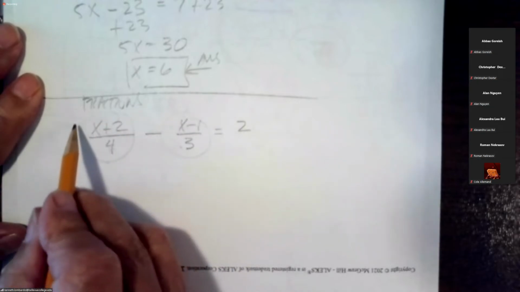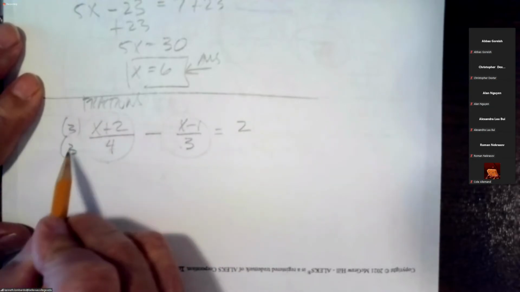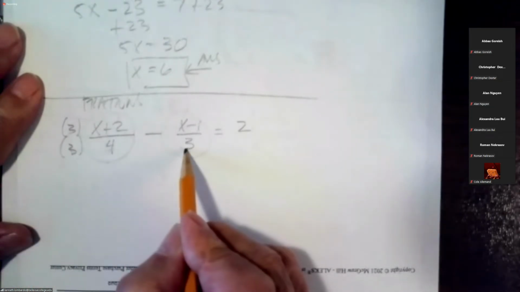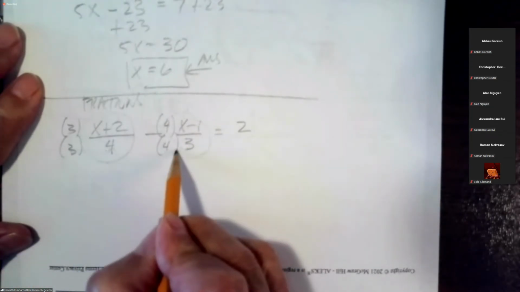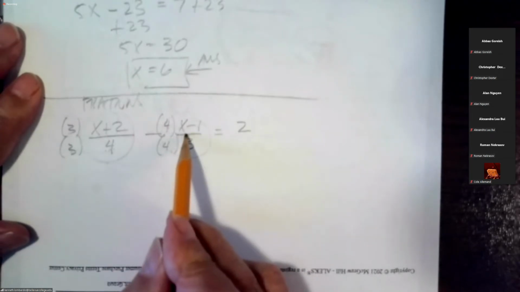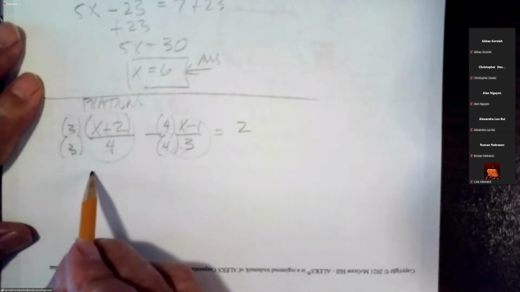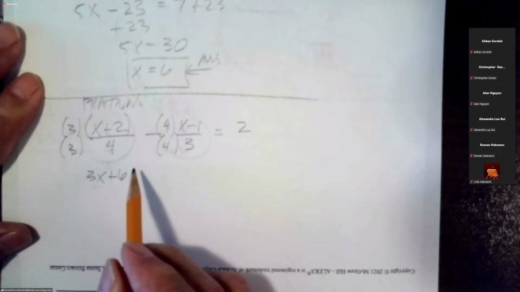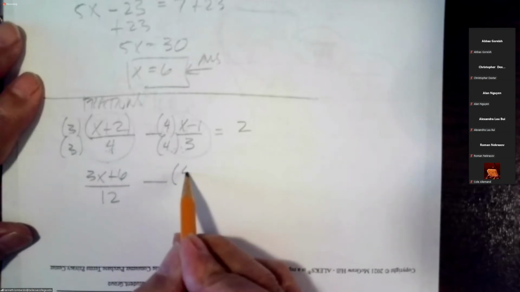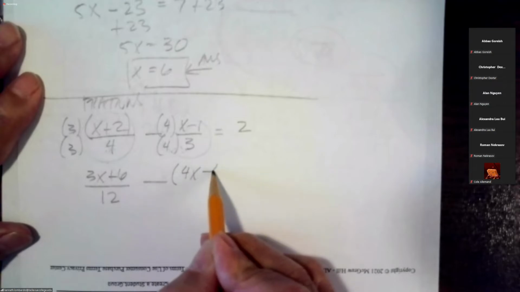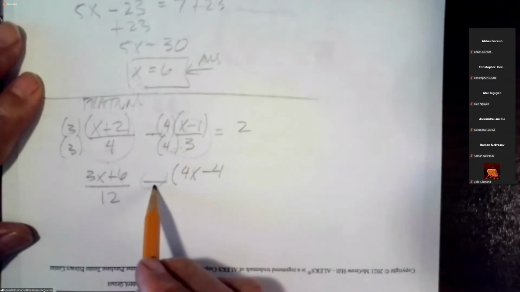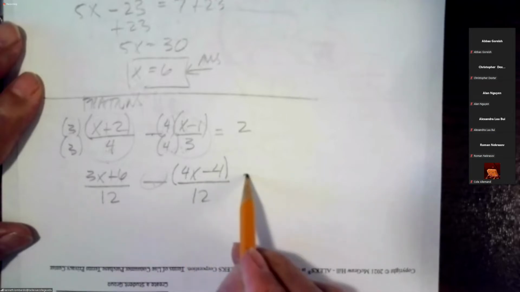So to get a 12 over here, I multiply 3 in the numerator and 3 in the denominator. That'll give me a 12. And over here, I multiply 4 in the denominator and 4 in the numerator. That'll give me 12, and that won't change the values. So now I have 3 times x plus 2. So that's 3x plus 6. That's over 12. Minus 4 times x. So that's, let's see, I'm going to say negative 4x minus 4. I'll leave this negative out in front here. 4x minus 4 over 12. Set that equal to 2.